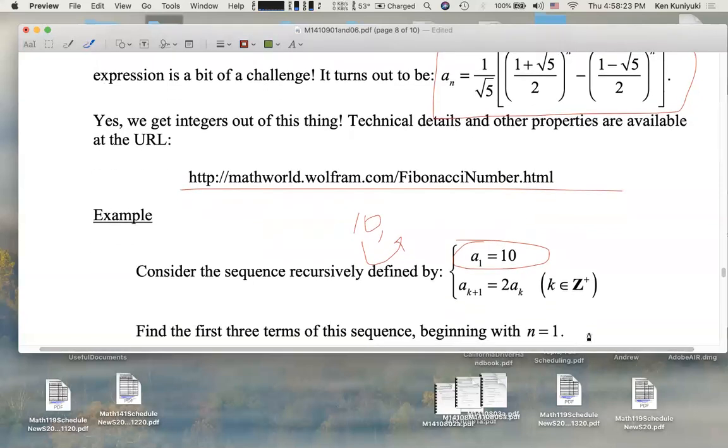Find the first 3 terms of the sequence. Go. Well, basically you're doubling. You're doubling the current term to get the next term. When you double 10, you get 20. When you double 20, you get 40.